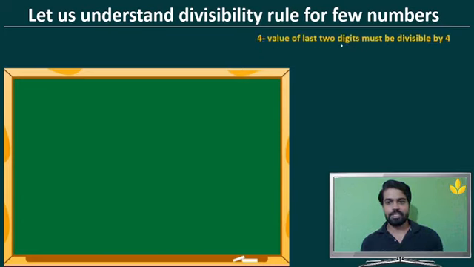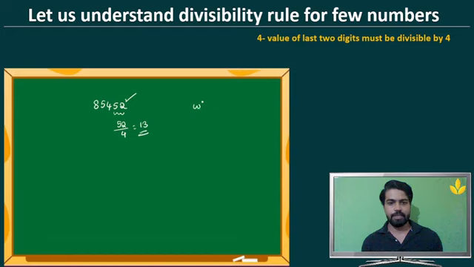The value of the last 2 digits must be divisible by 4. For example, if I give a number like this, I need to know whether this number is divisible by 4 or not. So we just have to check the last 2 digits. 52 is actually divisible by 4. 52 by 4 is 13. That means this number is divisible by 4.